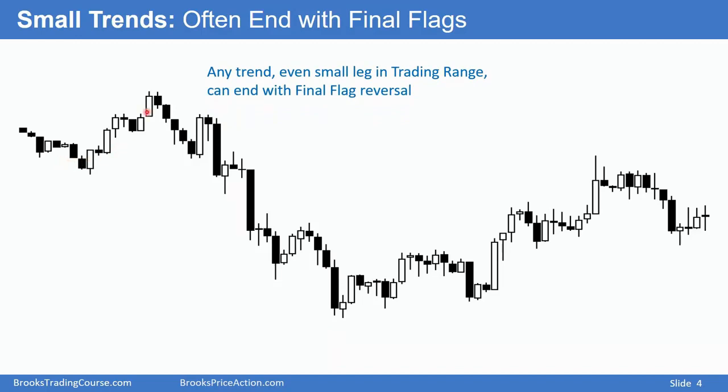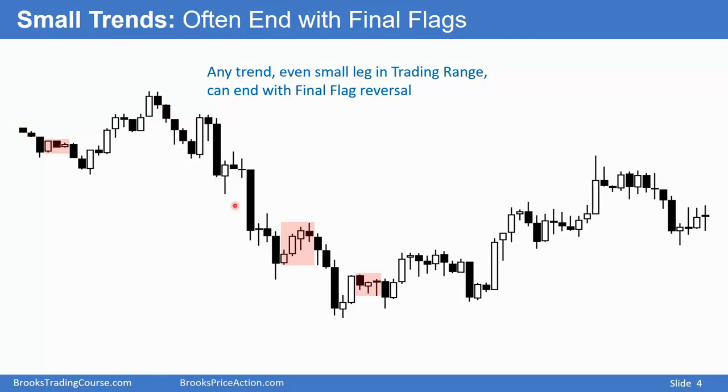We have a bull trend here, and here's the final bull flag of that bull trend. Every trend, even if it's a small leg within a trading range, can end with a final flag reversal. We have a bear trend, an I pattern, 3 consecutive inside bars. The bear trend resumed, but then it reversed. So this was the final bear flag in the bear trend.